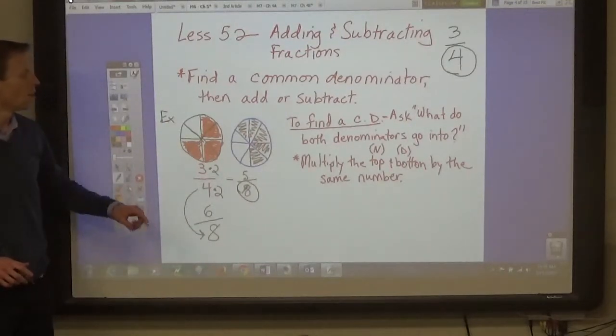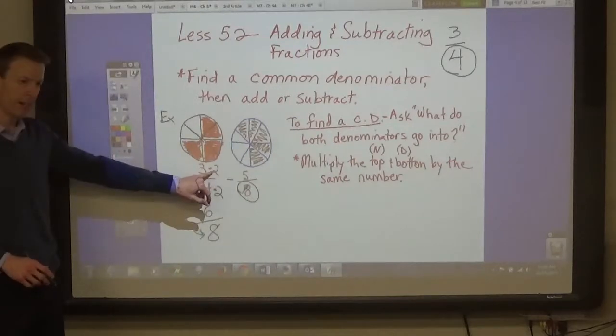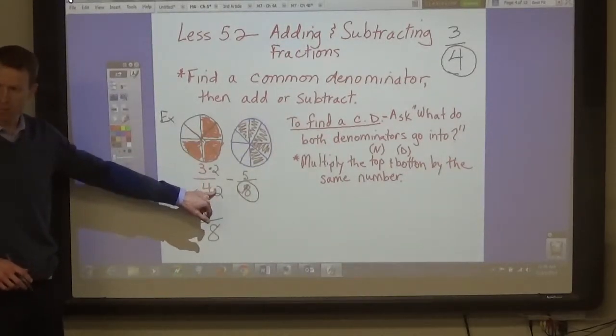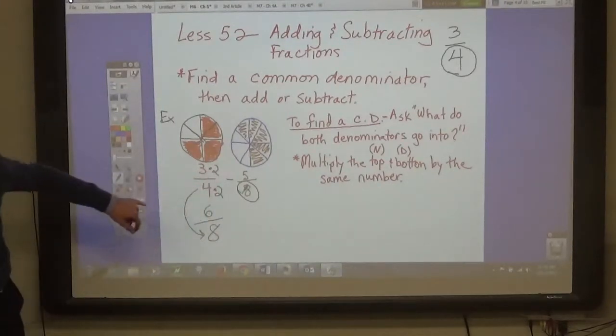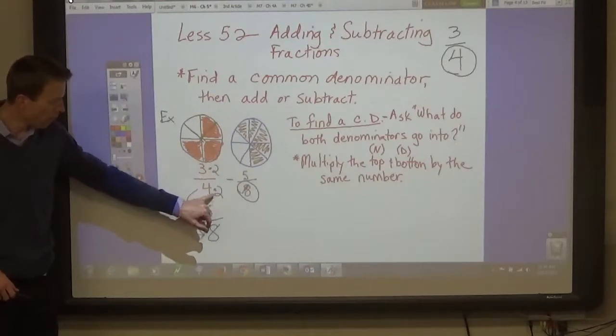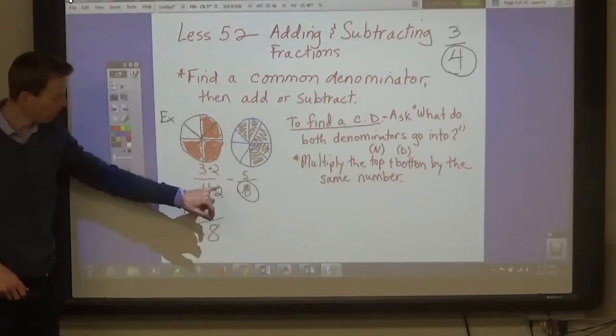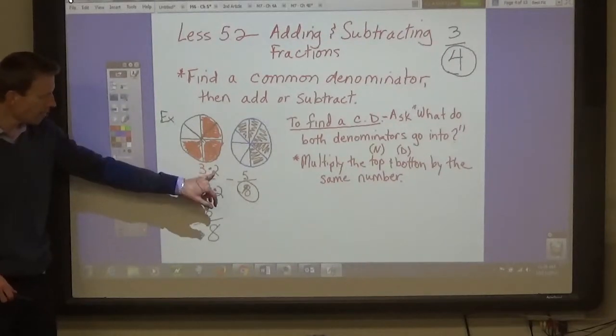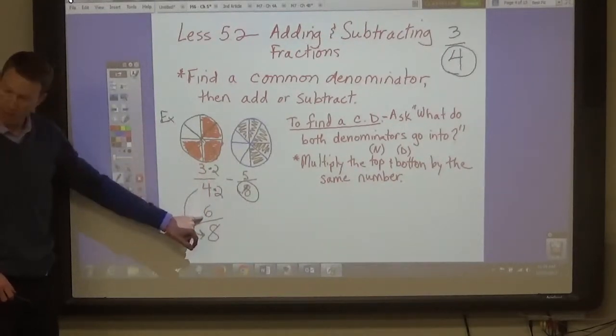And then, whatever you multiply the bottom number by, whatever you multiply the denominator by, you have to multiply the numerator by. You gotta look up here. So if we multiply 4 to get 8s, or sorry, multiply 4 times 2 to get 8s, then you have to multiply 3 times 2 to get the number of pieces that you have.